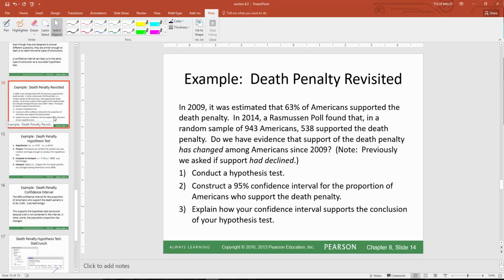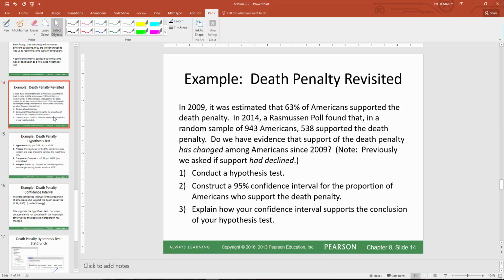So here's an example. We're going to conduct the hypothesis test using an alpha of 0.05, and then do a 95% confidence interval and see how they can be related. In 2009, it was estimated that 63% of Americans supported the death penalty. In 2014, a poll found that in a random sample of 943 Americans, 538 supported the death penalty. Do we have enough evidence to support that support for the death penalty has changed among Americans since 2009?